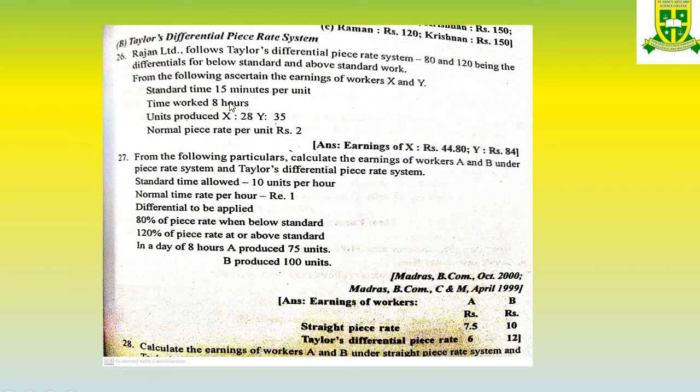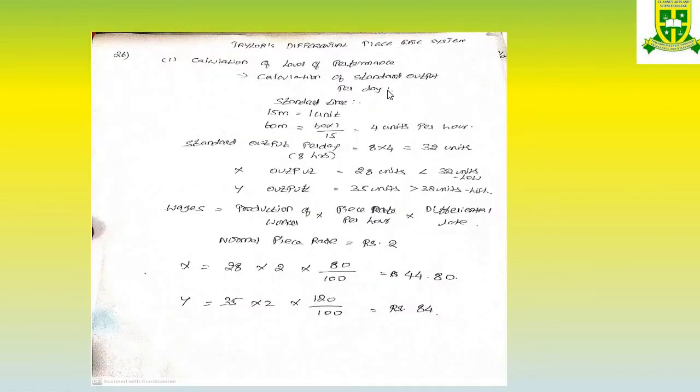First you have to compare the units with the standard output. Here the given information is per day, but the standard time is given in minutes. So first you convert into hours, then compare it, then apply the formula. First the calculation has to be transferred into per day. The information given is 15 minutes, taken for 1 unit. If I am using minutes here, I want to use minutes there also.